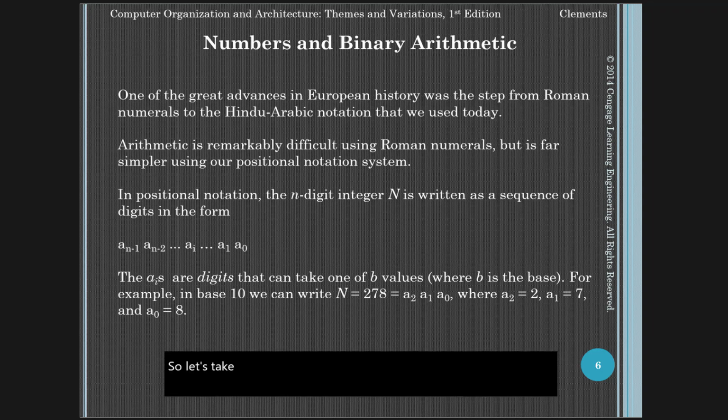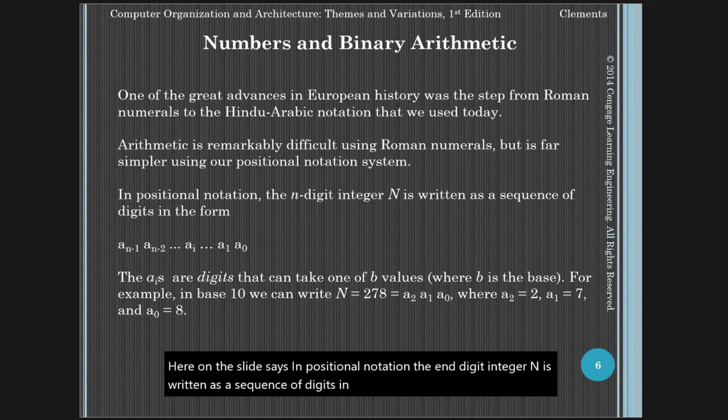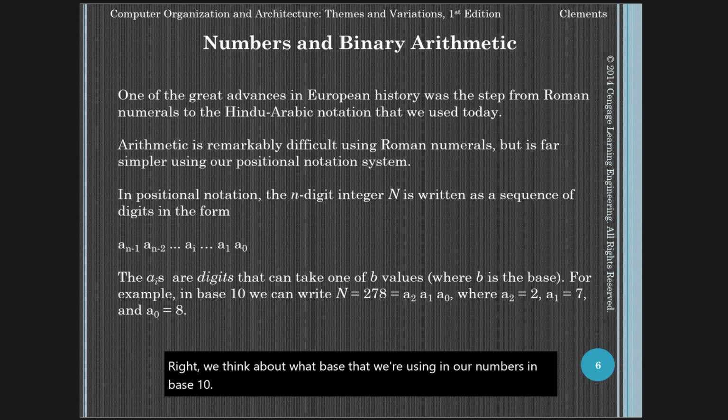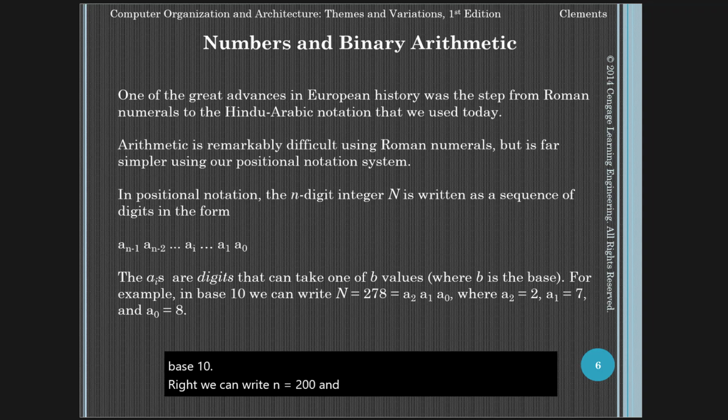So let's take a look at this example here on the slide. It says, in positional notation, the n-digit integer N is written as a sequence of digits in the form of a_{n-1}, a_{n-2}, a_2, a_1, a_0, right? And these digits can take on b values, where b is the base, right? We think about what base we're using in our numbers. In base 10, right, we can write N equals 278. And so a_2 is 2, and a_1 is 7, and a_0 is 8. Following me?